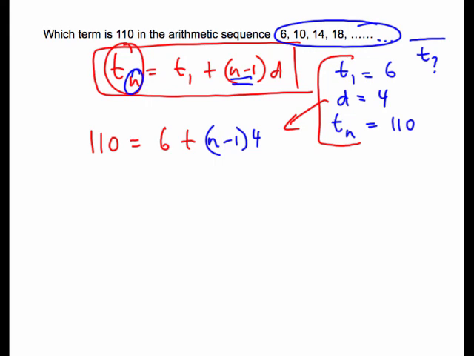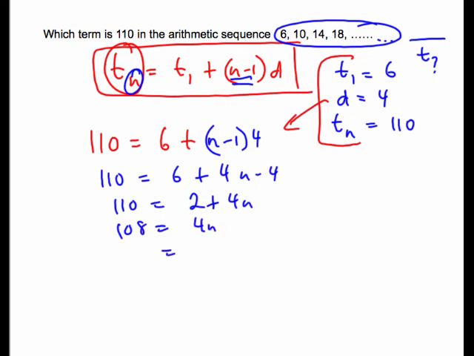And we're going to solve this simple linear equation. So we have 110 equals 6 plus 4n minus 4, which is 2 plus 4n. You can subtract 2 on both sides, and if we divide by 4, we're going to get 27. So what we're saying is that 110 is the 27th term of the sequence.